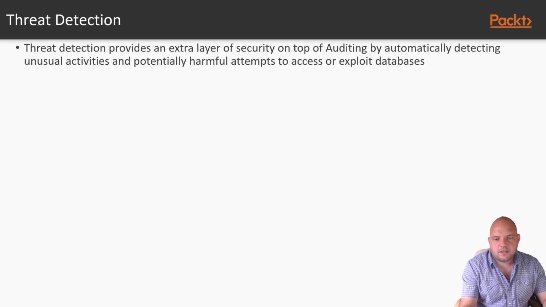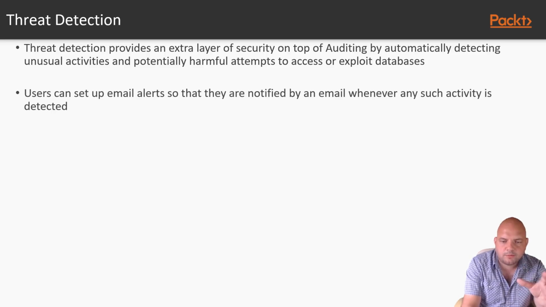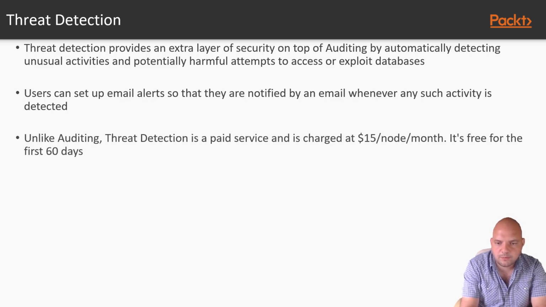Threat detection provides an extra layer of security on top of auditing by automatically detecting unusual activity and potentially harmful attempts to access or exploit a database. For example, it can detect and alert you about SQL injection attacks. Users can set up email alerts so they are notified by email whenever any such activity is detected. Unlike auditing, threat detection is a paid-for service, charged at $15 per node per month, and it's free for the first 60 days. So there's an extra cost to threat detection.